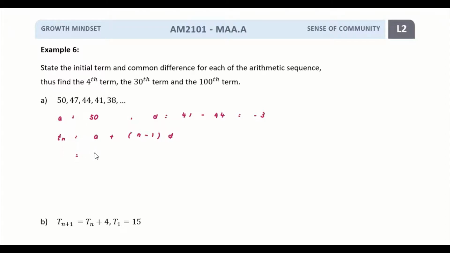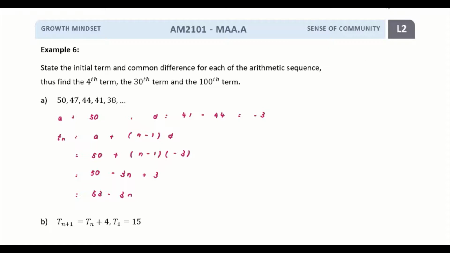So a is 50, and then (n minus 1), and our common difference here is negative 3. Make sure that you expand until you get a simplified answer. So in this case, we have 50. When you expand n times negative 3, we have negative 3n. Negative 1 times negative 3, we have plus 3. So in this case, we get 53 minus 3n.